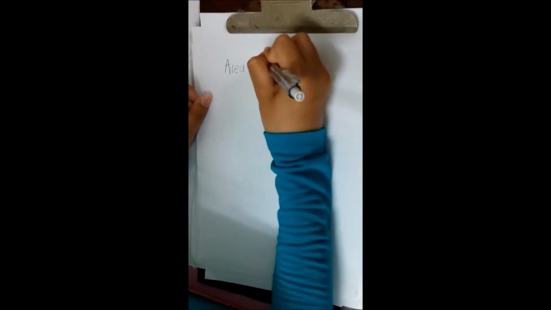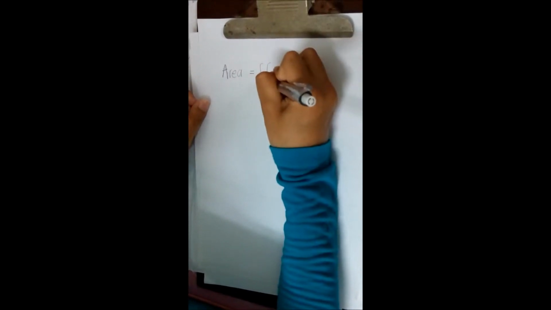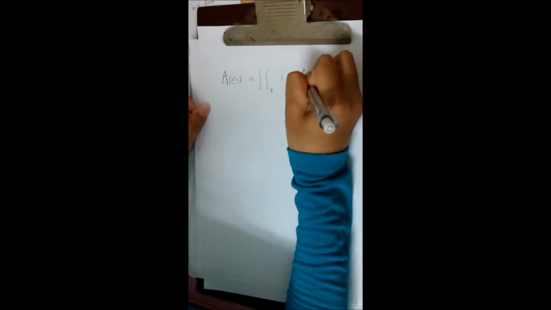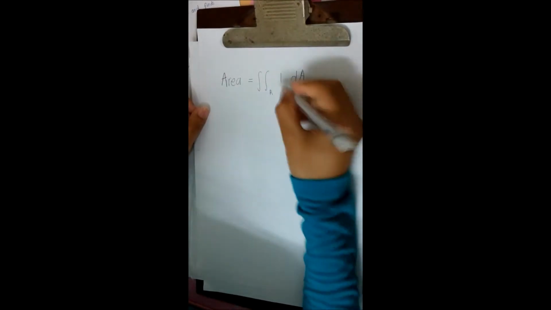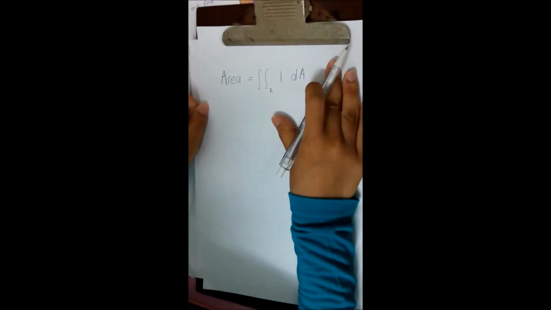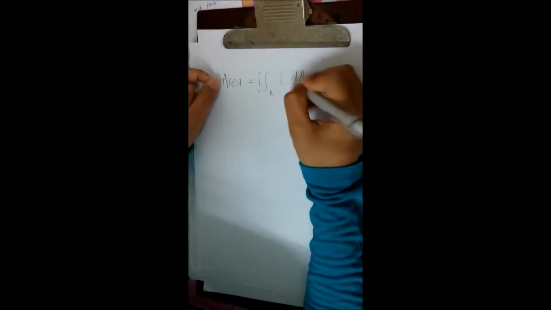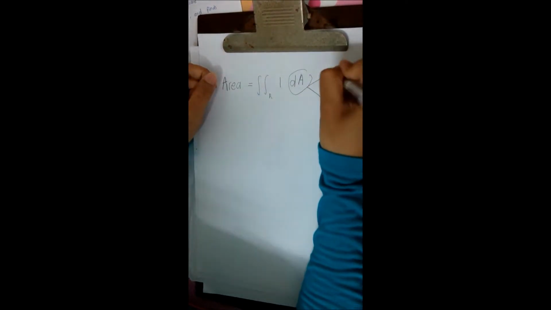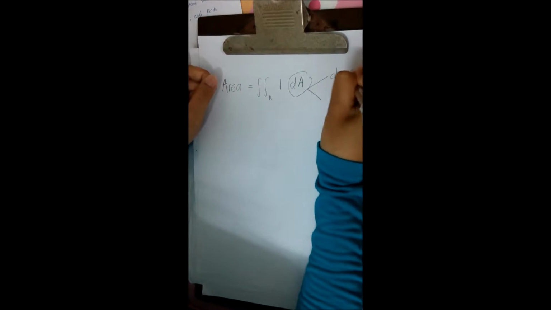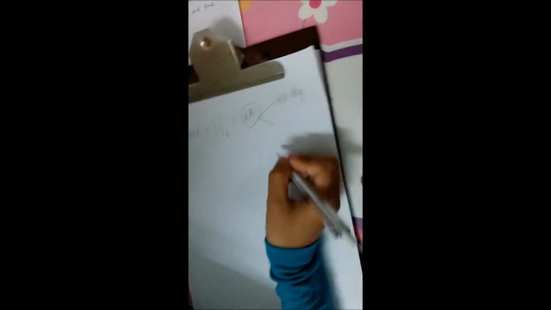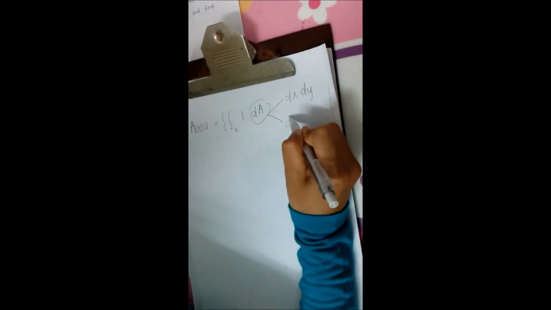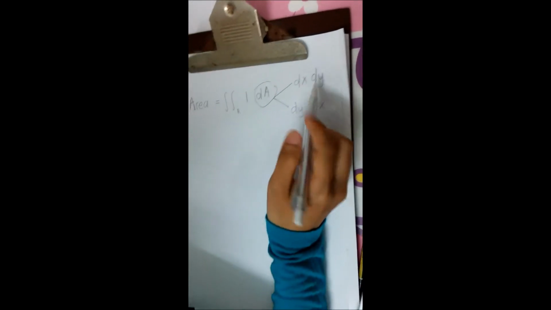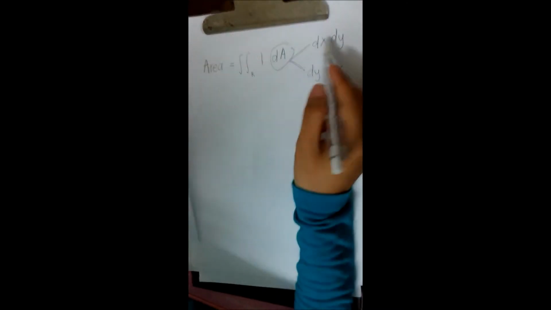The area will be, the formula will be the double integral of 1 dA. This is the formula for the area between the two functions. For us, dA can be either dy dx or dx dy. It actually depends on how we can draw.